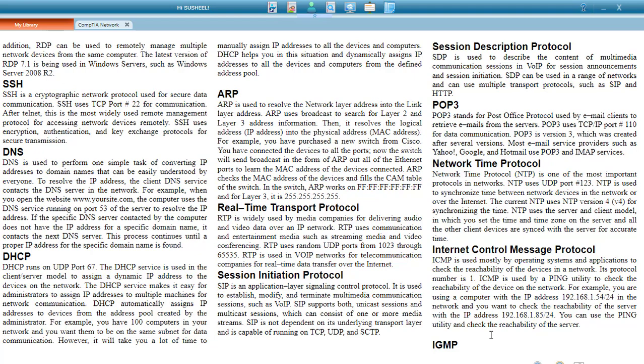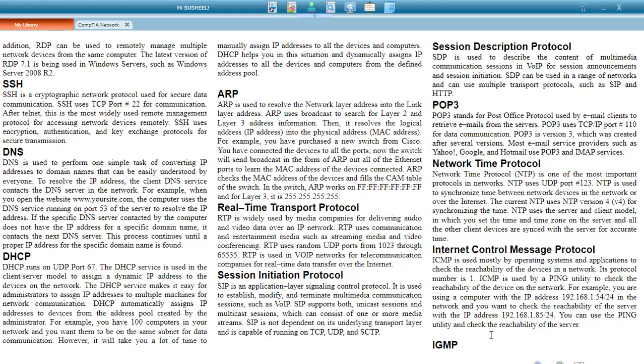If the specific DNS server contacted by the computer does not have the IP address for a specific domain name, it contacts the next DNS server. This process continues until a proper IP address for the specific domain name is found.